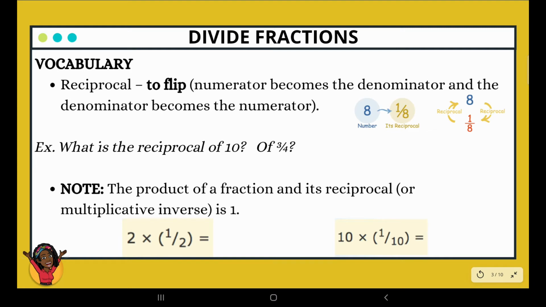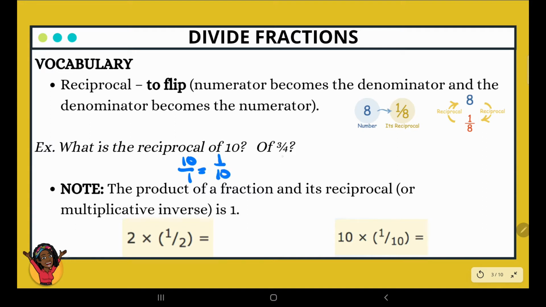To find the reciprocal of a number is to flip. Our numerator becomes our denominator and our denominator becomes our numerator. So 8 is now 1/8, or 1/8 would be the number 8, or 8 over 1. What is the reciprocal of 10? 10 as a fraction is 10 over 1, so the reciprocal would be 1/10.